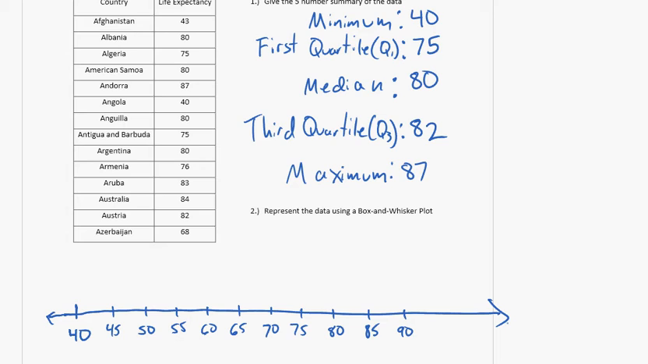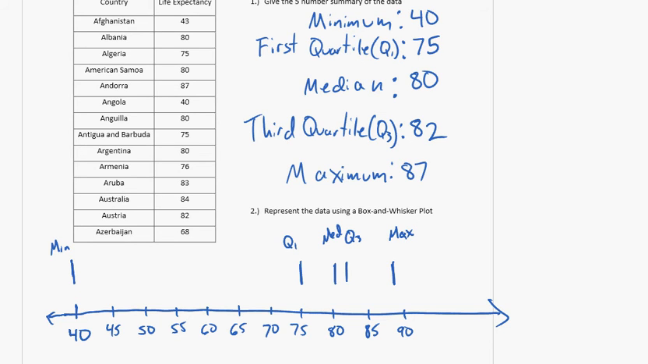So there we go. Now what you do is there will be a mark for each of the 5 numbers on here. So the minimum is at 40, and for now I'm just going to put a vertical line to all of these things. The first quartile is at 75. The median is at 80. The third quartile is at 82, and then the maximum is at 87, so maybe about there. Okay, and that was the minimum, Q1, median, Q3, and the maximum.